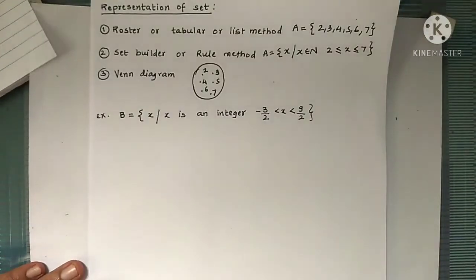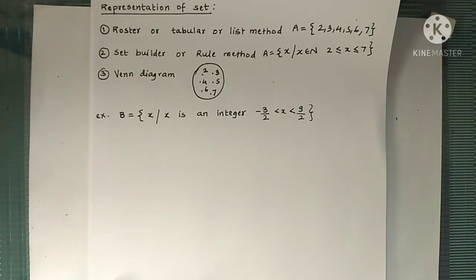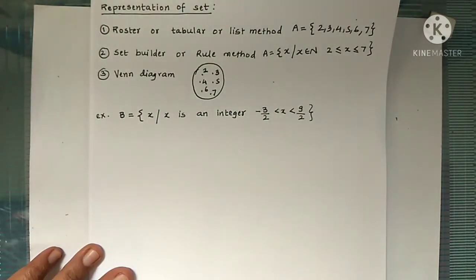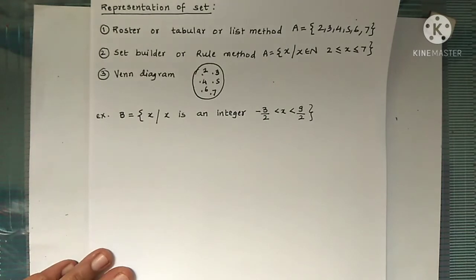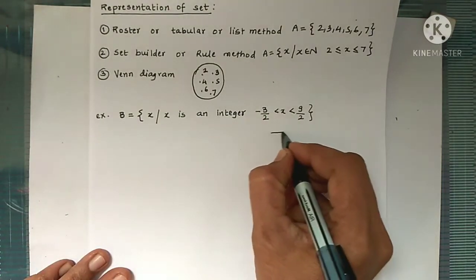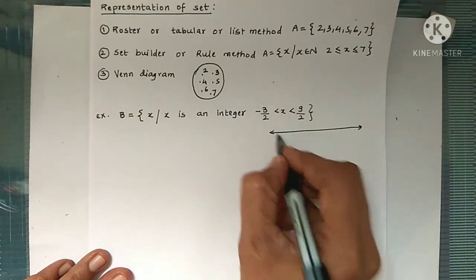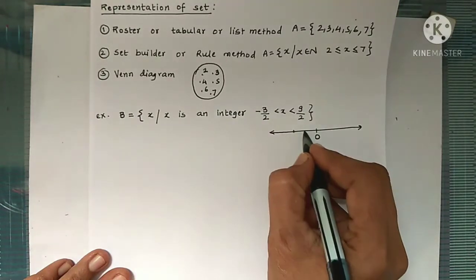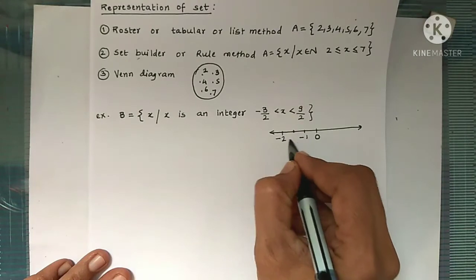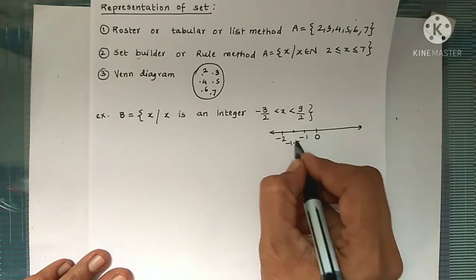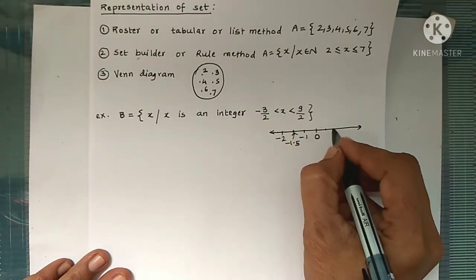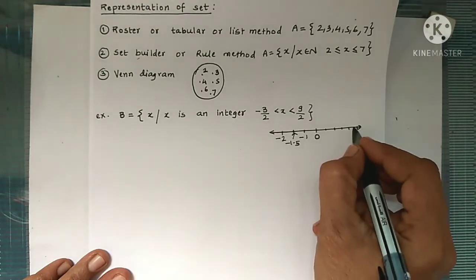One question is given here. Represent this set by list method or tabular method or roster method. Now it is given in rule method. So x is an integer and this integer lies between -3/2 and 9/2. So -3/2 is -1.5. If I represent this on a number line, see here which integers we want. If this is -1 and this is -2, then this one is -1.5. And 9/2 is 4.5, so 1, 2, 3, 4, 5, and 4.5 is here.